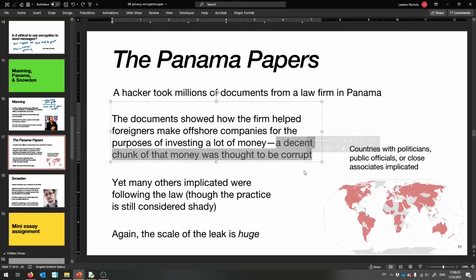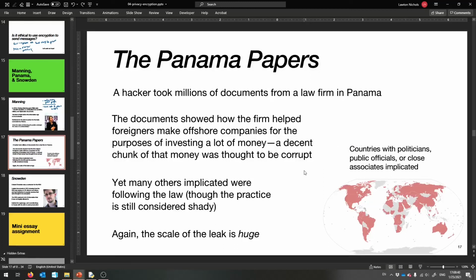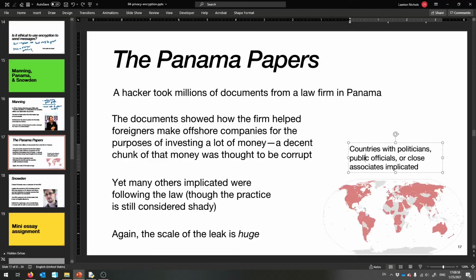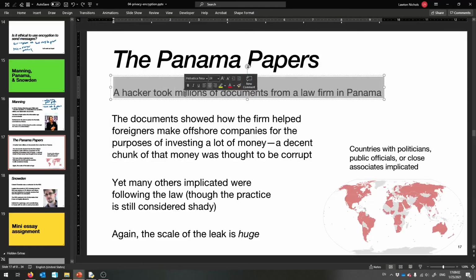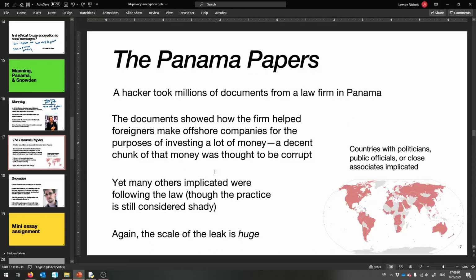So it was easy to get your money into Panama and then use that to invest, and it was wiped clean of all of its crimes, okay? So people thought that this was all corrupt, and this released a lot of people's names. Here is a map with every country colored in if that country had people who were implicated by these papers, okay? That is the idea.